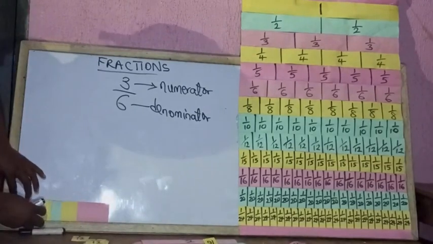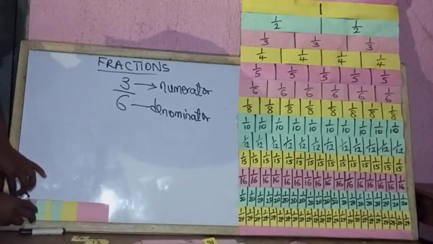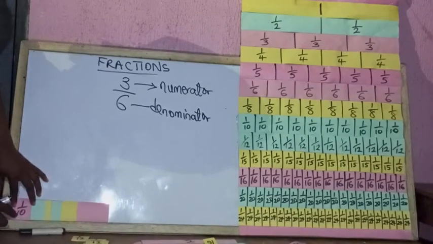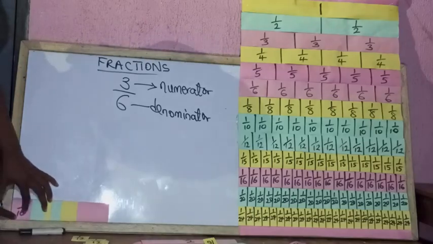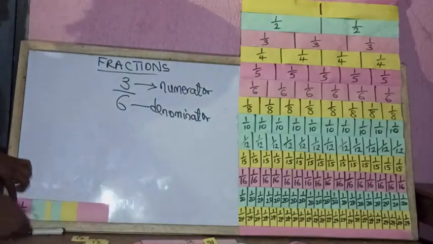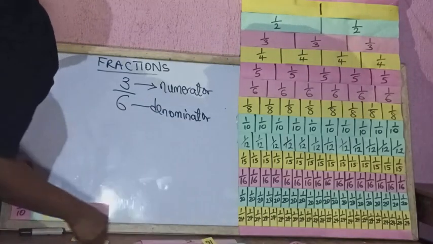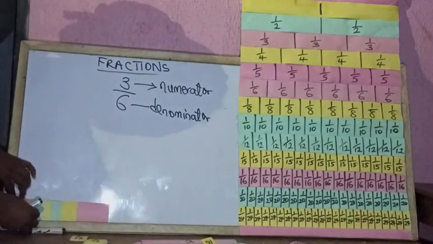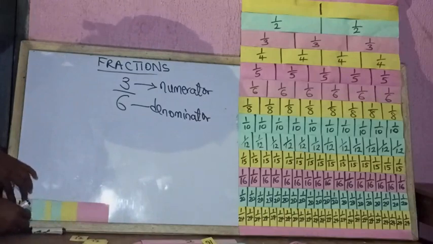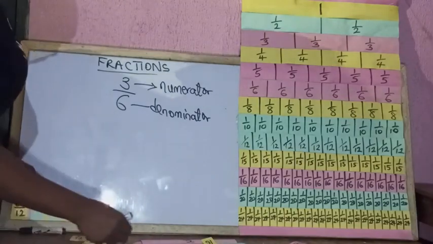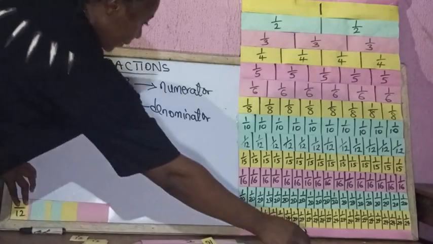1 over 10 is 1/10. So share it into 10 equal parts and take 1. That is 1 over 10. You can see 1 over 10. Then we have 1 over 12. I have 1 over 12. You can see 1 over 12 here. I also have 1 over 15. 1 over 15 is here.